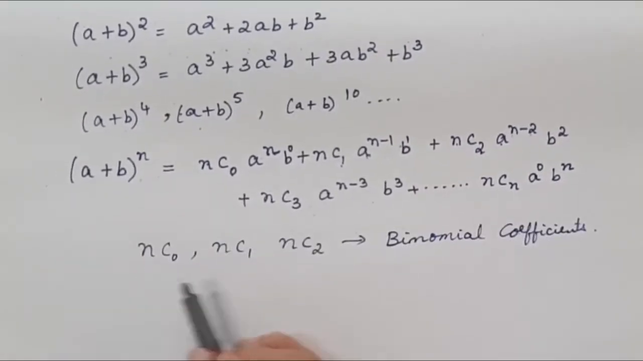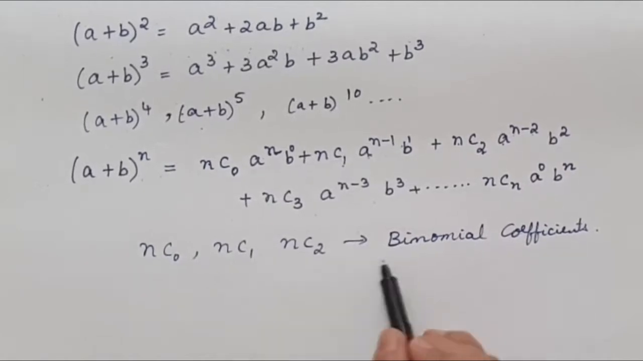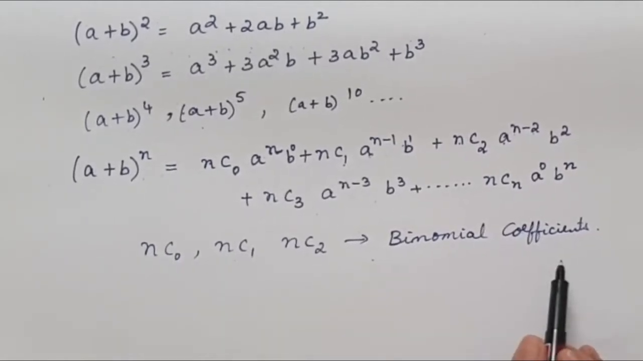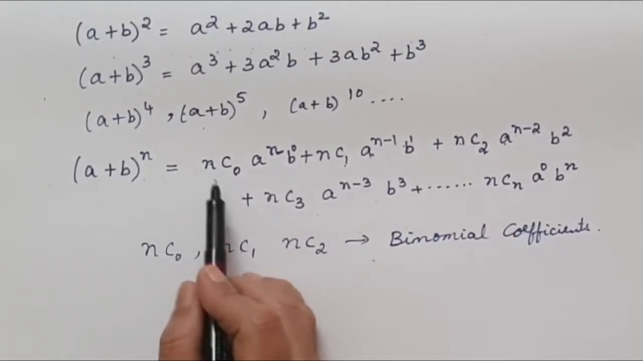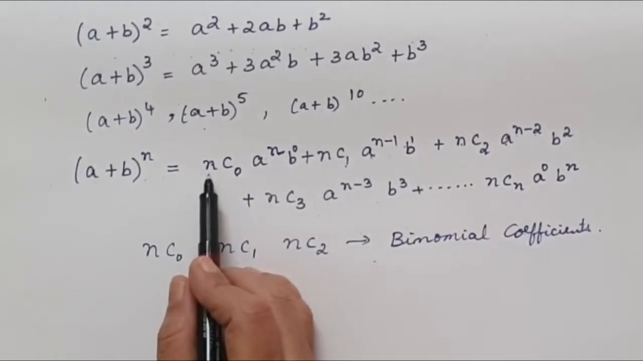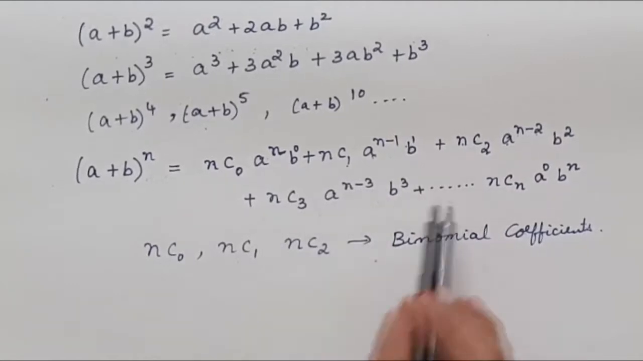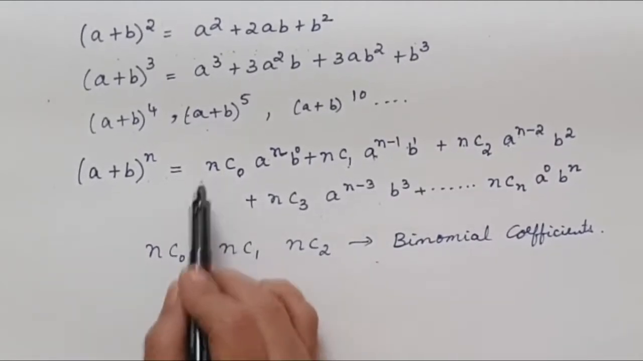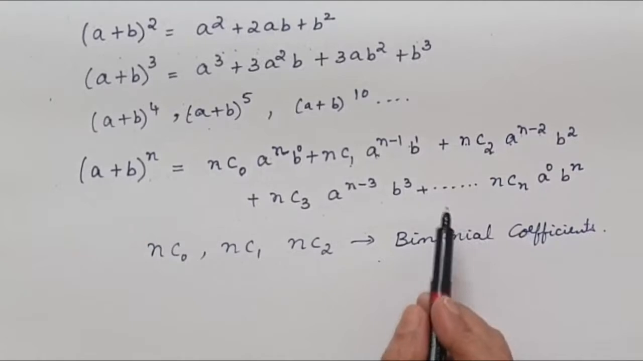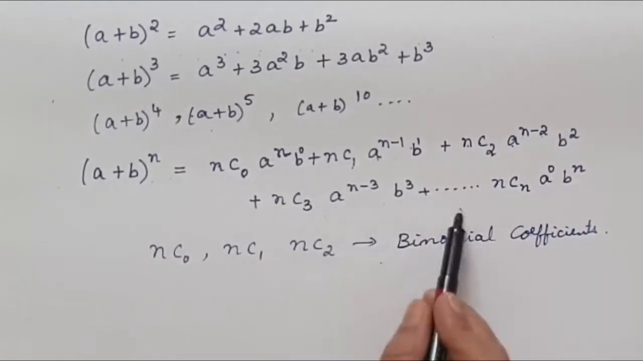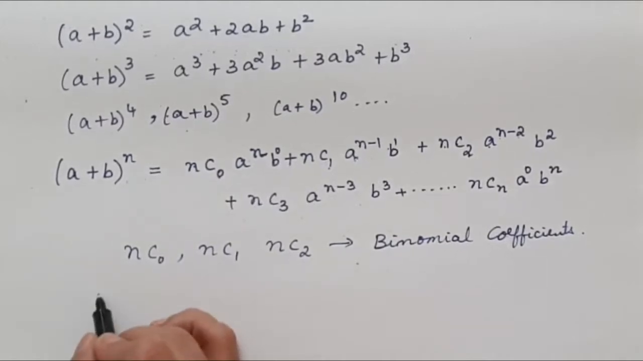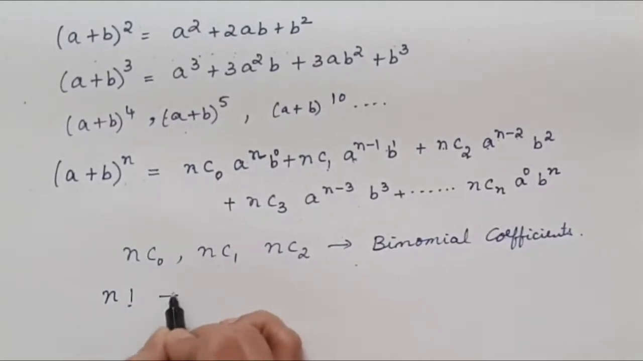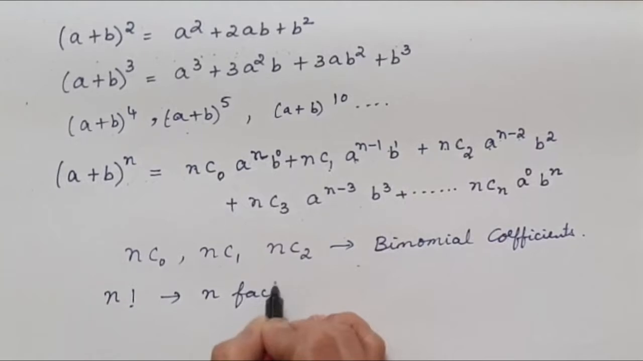These nC0, nC1, nC2 are all called binomial coefficients. These binomial coefficients can be found using a formula, or from Pascal's triangle. Let us first see how to find them using the formula. Before using the formula, let us see what the term factorial means. This is read as n factorial.